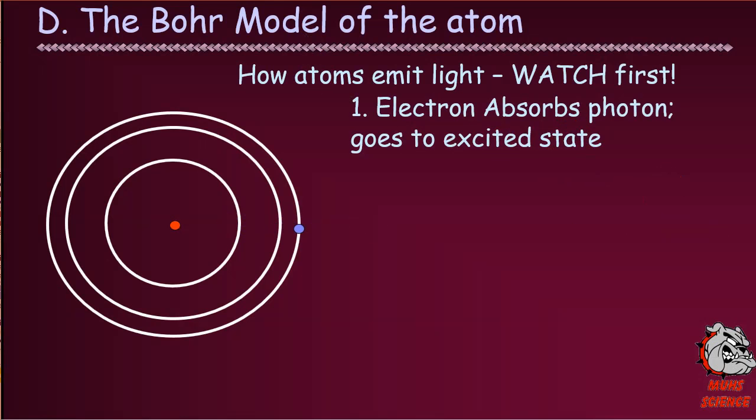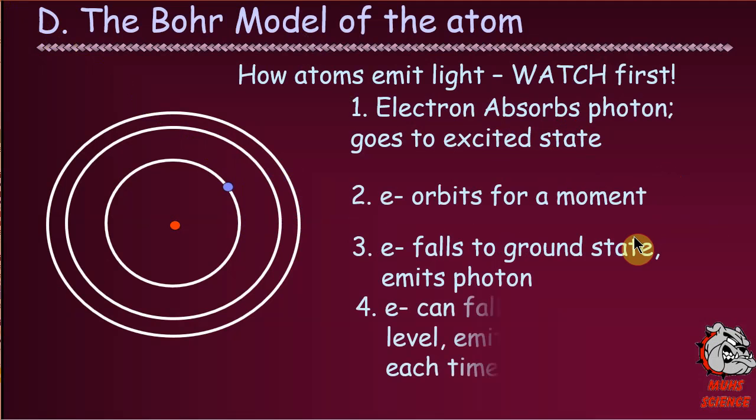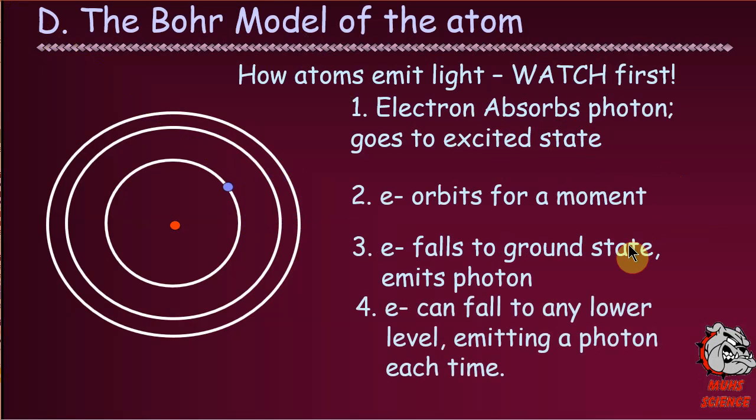Now the electron does not like to be in excited states. They want to be on the lowest potential energy that they can. So the electron's not going to orbit for very long before it re-emits that photon, and it's going to fall back down to the ground state. And in order to do that, it has to emit a photon. So the electron can fall to any lower level, but it has to emit a photon each time. In this case, I had the electron falling from shell 3 to shell 1.